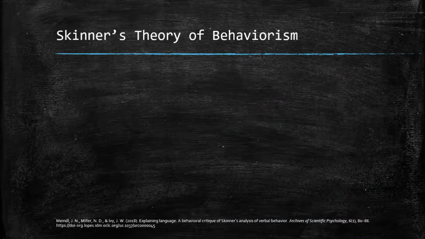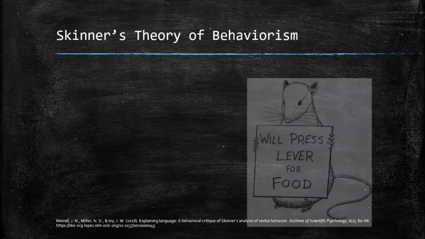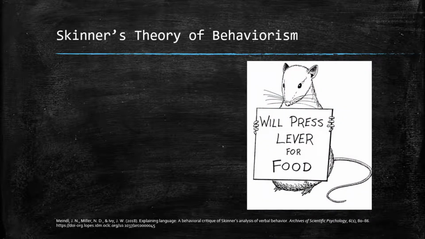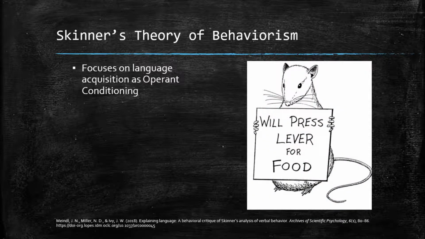First, we're going to start with Skinner's theory of behaviorism. The rat, he will press lever for food. Well, why is that? Well, it's because Skinner's theory of behaviorism focuses on language acquisition as operant conditioning. So we've all heard of operant conditioning. We've all heard of classical conditioning.